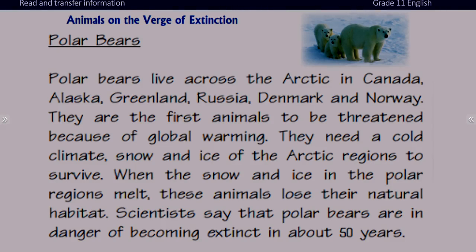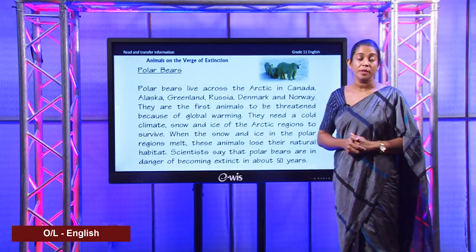Polar bears live across the Arctic in Canada, Alaska, Greenland, Russia, Denmark and Norway. They are the first animals to be threatened because of global warming. They need a cold climate, snow and ice of the Arctic regions to survive. When the snow and ice in the polar regions melt, these animals lose their natural habitat. Scientists say that polar bears are in danger of becoming extinct in about 50 years. This is about the polar bear.